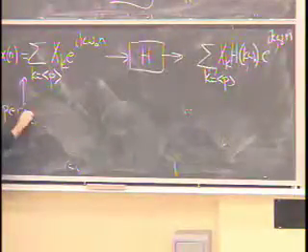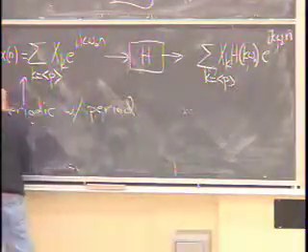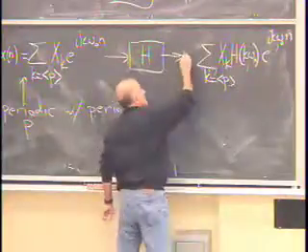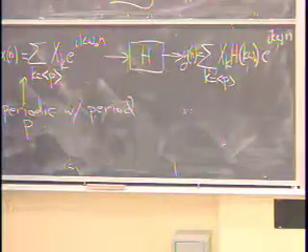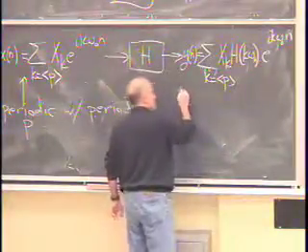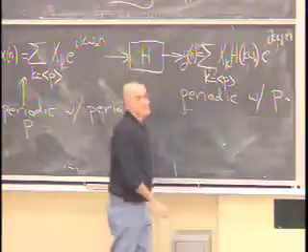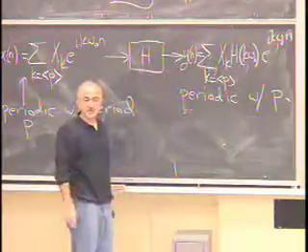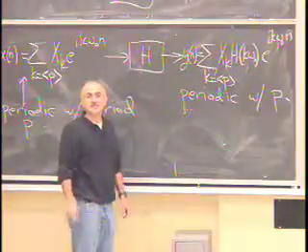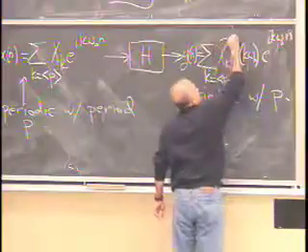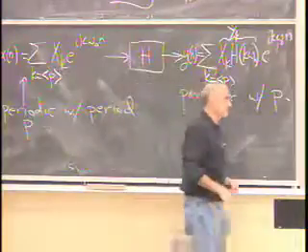Periodic with period p. This is your y of n. What can you tell me about y of n? Periodic with period p. And if it's periodic with period p, it's got to have a Fourier series expansion. Can you tell me what the coefficients are in the Fourier series expansion of y? It's right there, staring at you.